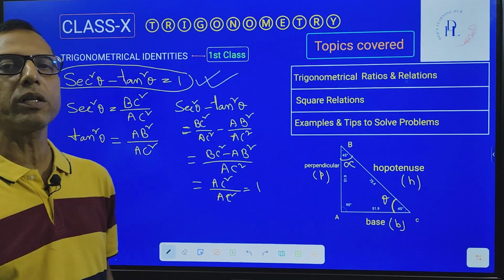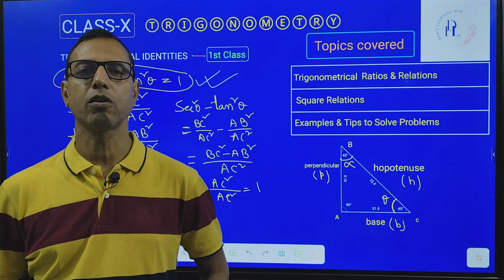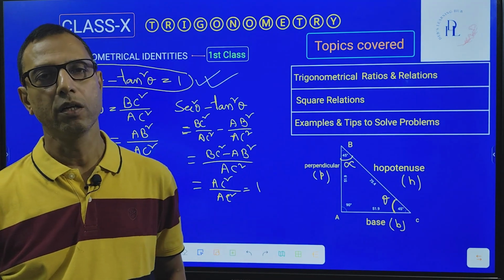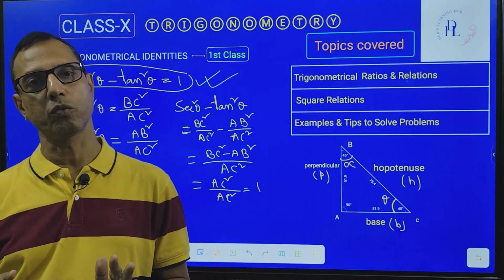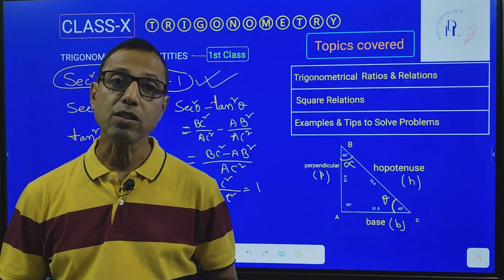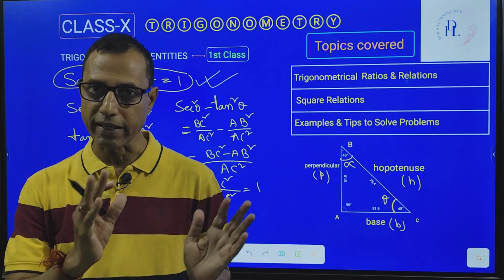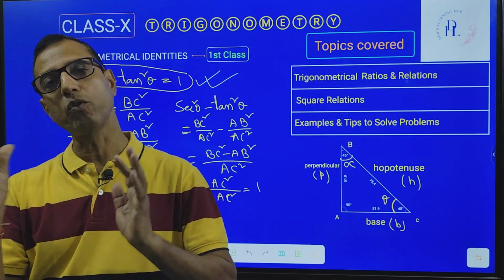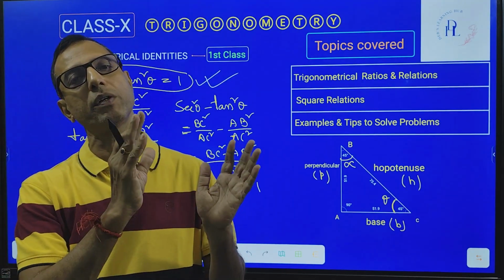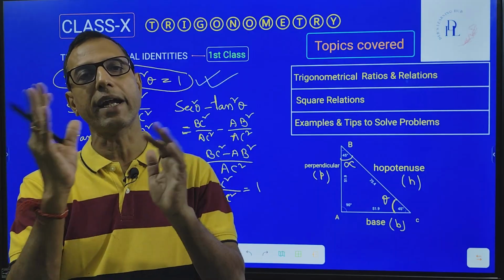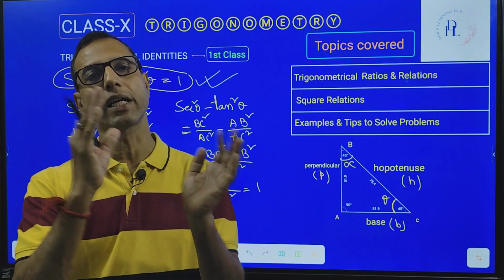So same thing, cosec square theta minus cot square theta equals 1. The same way you can prove that. So there are three square formulas we have. Sin square theta plus cos square theta equals 1. Remember the formulas, the majority of formulas are relevant with sin and cos together, sec and tan together, and cosec and cot together.